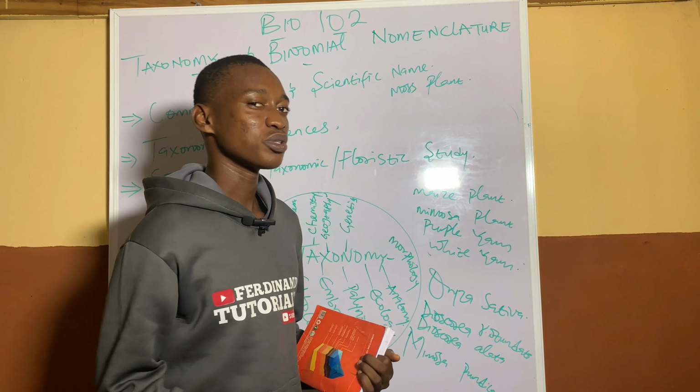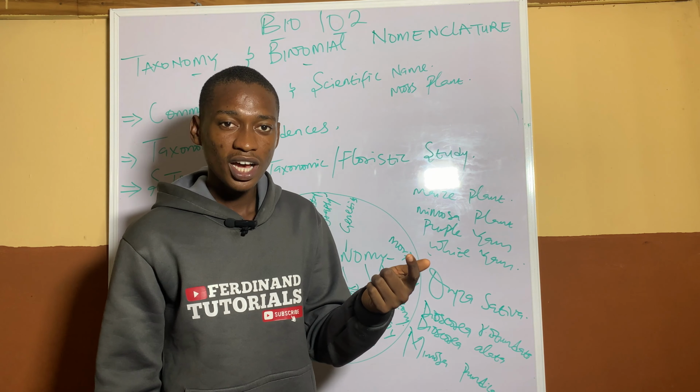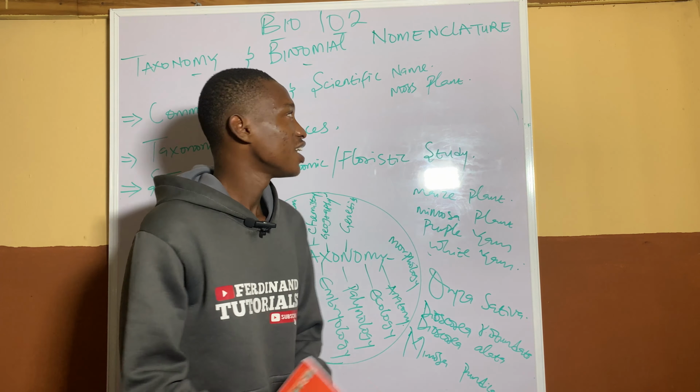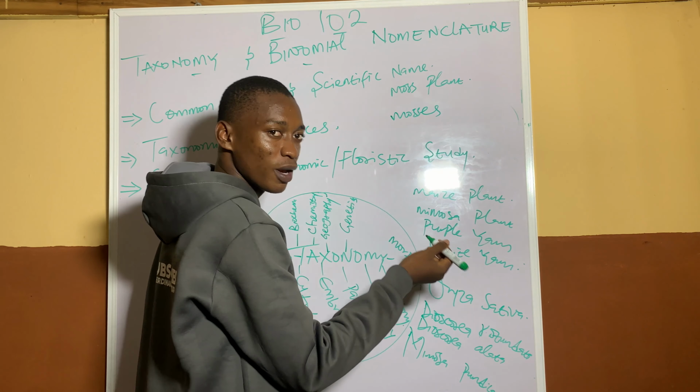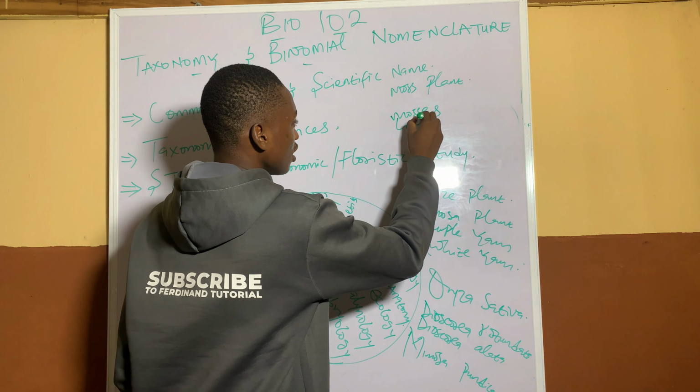Now, when we talk about moss plants, there are over 250 species of moss plants that exist in the ecosystem. Common examples of moss plants are the liverwort, the hornwort, and the mosses. Are we together? Liverwort, hornwort, they are the common examples of moss plants that you know. And generally we call them bryophytes. That's what we call them as a family.